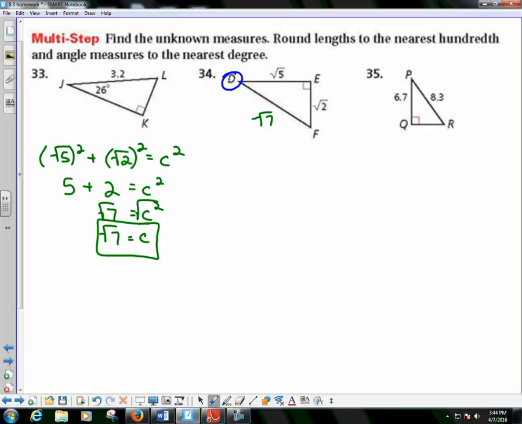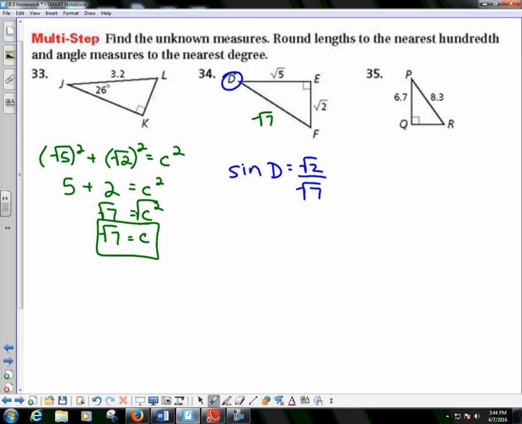So I'll tell you what I'm going to do. I'm going to do sine of D. I don't know what D is. That's what I'm looking for. Equals opposite over hypotenuse. The opposite is the square root of 2. The hypotenuse is the square root of 7.